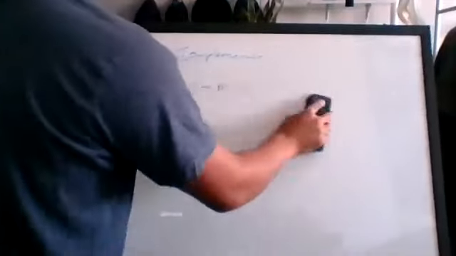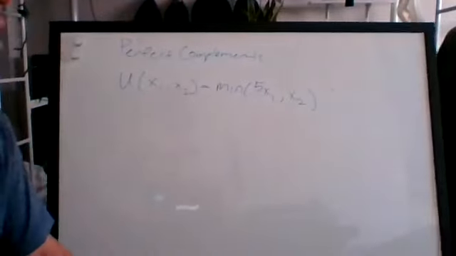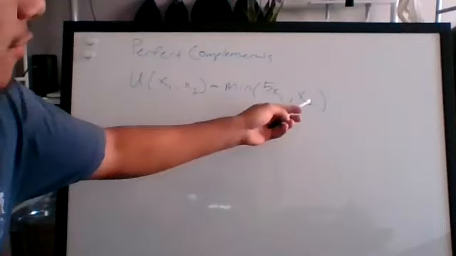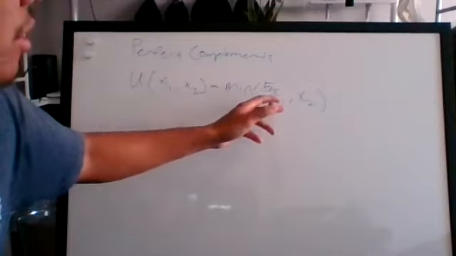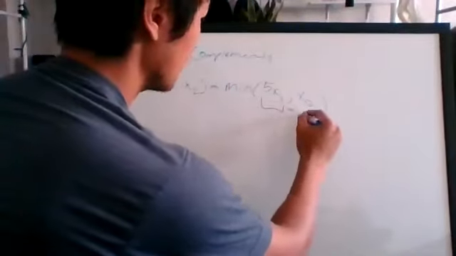So here we go. Let's say that we have a min function, where we have min(5x1, x2). Just a refresher, what it means when we have 5x1 comma x2 is that we're going to need 5x2 for every 1x1, because we know that we want these to be equal to each other. So we want this to be equal to this.